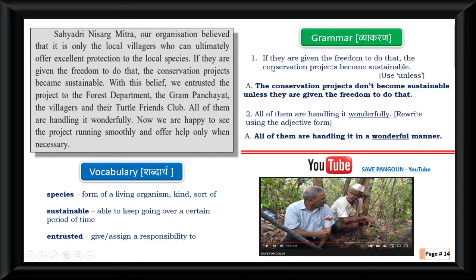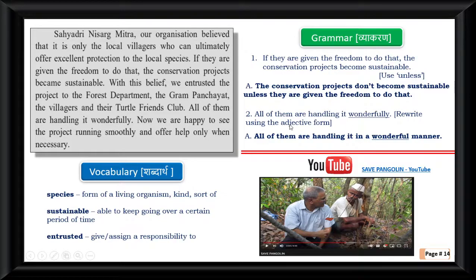Grammar. If they are given the freedom to do that, the conservation project becomes sustainable. Use unless. The conservation projects don't become sustainable unless they are given the freedom to do that. Guys, mark this question also as very important. There have been a couple of questions that I told you are very important, yeah?